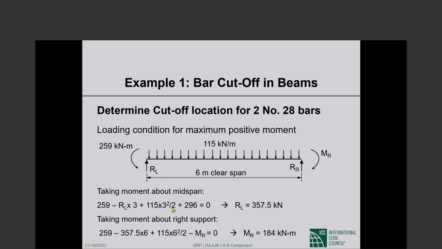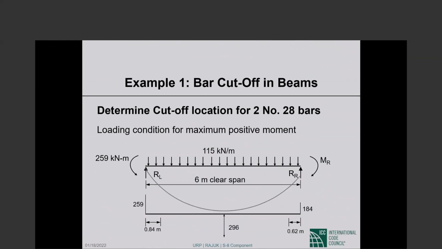So if we take moment about midspan, we get this equation from which the left reaction comes out to 357.5, and by taking moment about the right support, the right hand moment comes out to 184 kilonewton meters. Okay? 184 kilonewton meters, not the value that we designed the section for.